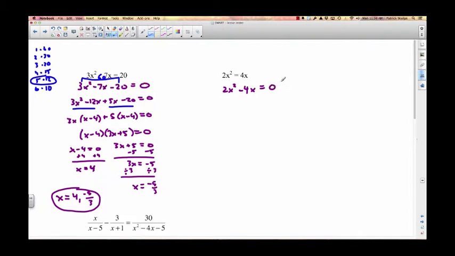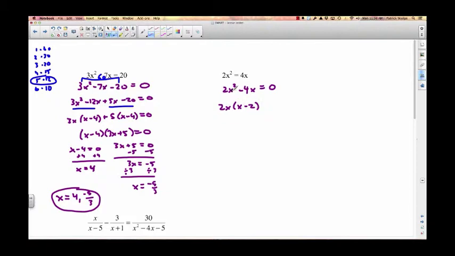People often get confused here. They don't know what kind of factoring this is. It's a binomial, but it's not a perfect square binomial. But what kind of factoring do you always need to try to do first? Greatest common factor. The greatest common factor here is 2x. And you're left with x minus 2.